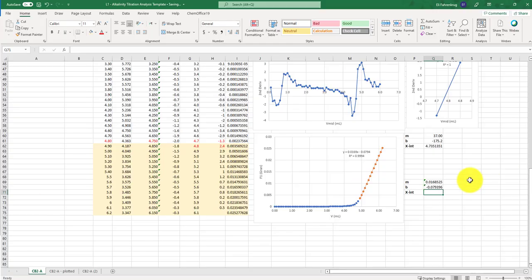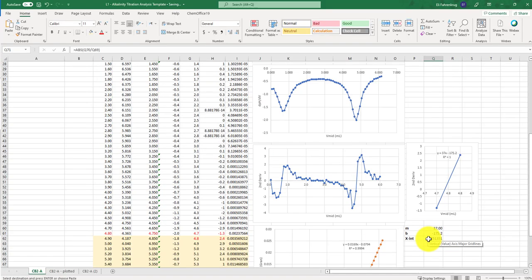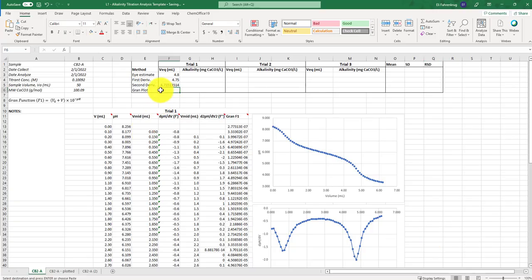And then, similarly, I can just grab this because the computation is the same for the x-intercept. It's the absolute value of that intercept divided by the slope. So that gives me 4.711. So I can scroll back up here, paste this in as a value, and now we have an even better estimate of that equivalence volume.